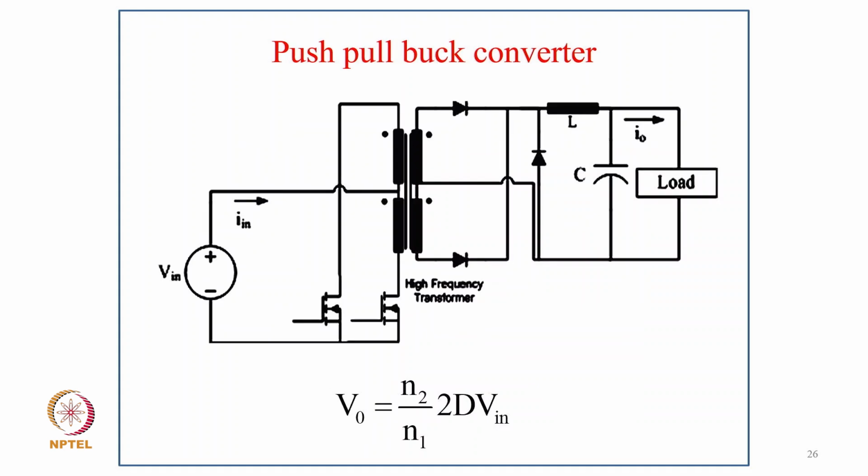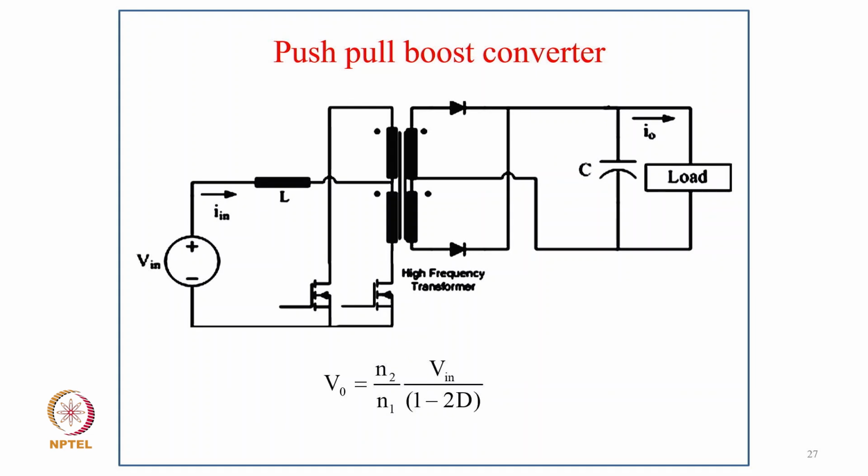Then we have a push-pull buck converter. The push-pull buck converter is quite popular. Here also we can get 2D V in, so it's a buck converter, and the turns ratio N2 upon N1 can decide the voltage ratio in a big way. Usually again the duty cycle is kept very close to 0.5 in this converter also. Then we have a push-pull boost converter.